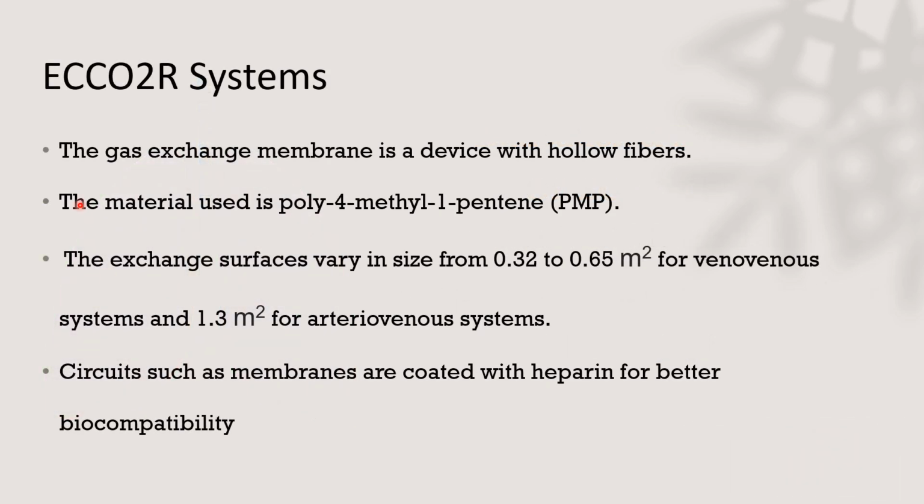In an ECCO2R system, the gas exchange membrane is a device with hollow fibers. The material used is polymethylpentene, and the gas exchange surface varies in size from 0.32 to 0.65 meters squared for venous and 1.3 meters squared for arteriovenous. Circuits such as the membrane are coated with heparin for better biocompatibility.